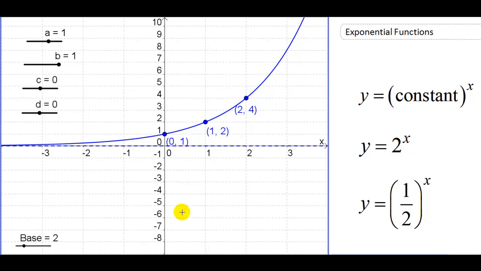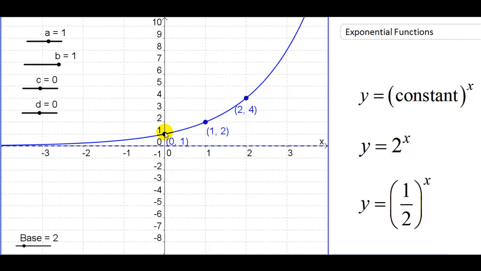So let's go over here to look at my applet, and we're going to start off, as you can see down here, where the base is 2. So I'm going to look at y equals 2 to the x. The basic graph looks like this. It's graphed in blue. The key point that you must always graph is this point here.